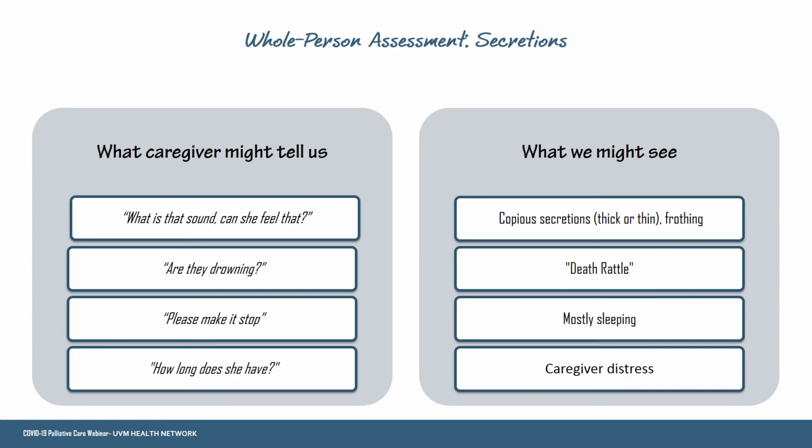Excessive secretions may be significant in severe COVID-19 infections. This is most likely to be a concern when the patient is in the dying process and unable to actively clear secretions because of lost reflexive swallow. Caregivers may express concern that the sound of the secretions means their loved one is suffering or drowning. Caregivers may also be distressed that these secretions indicate that death is near.